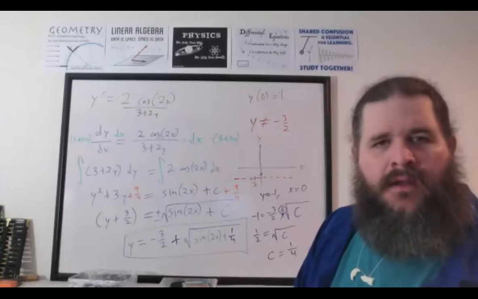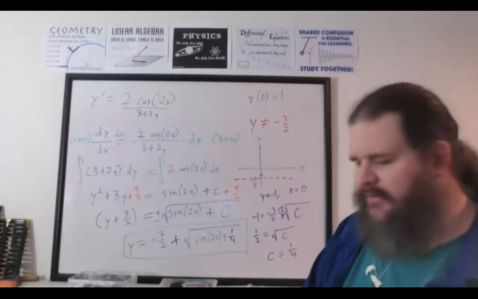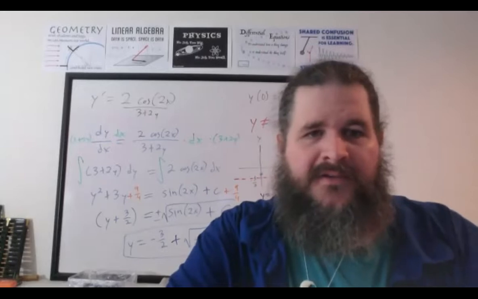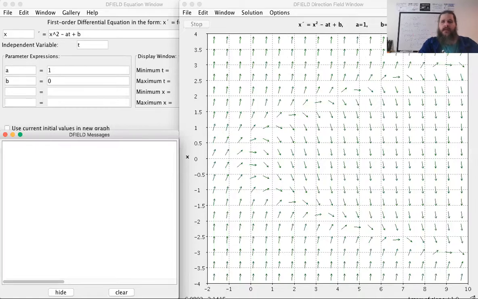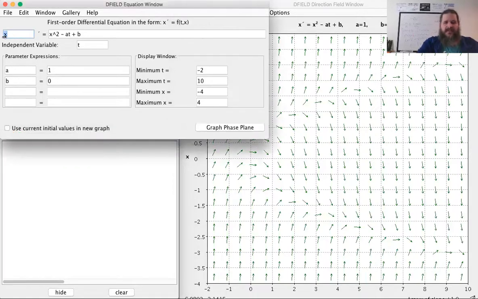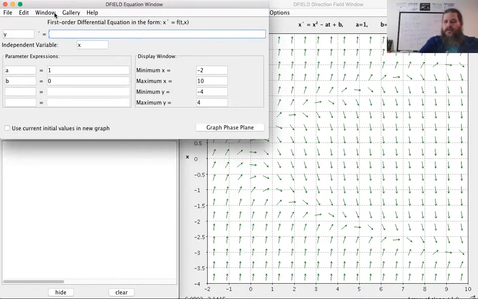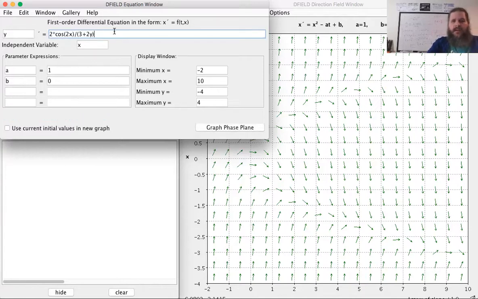Thank you. This is also asking us to solve the problem numerically using a direction field. So if we draw this on a direction field, let me pull that up and we'll take a look at what that actually looks like. Direction field, there we go. So here's a direction field. Let me rewrite this as y prime equals, let's make it a function of x. y prime equals 2 times cosine 2x divided by 3 plus 2y.